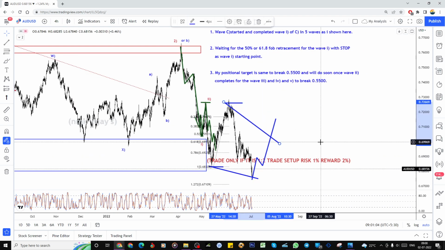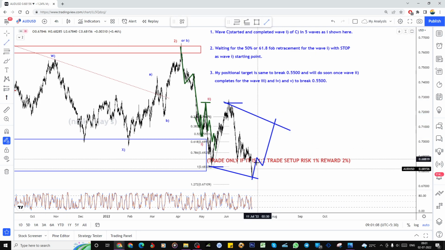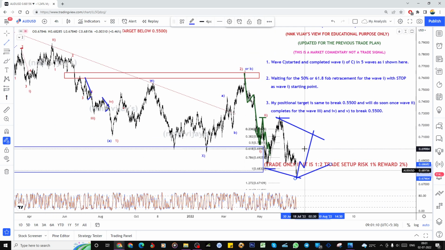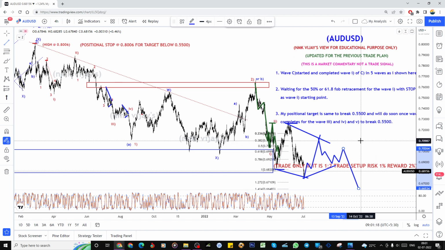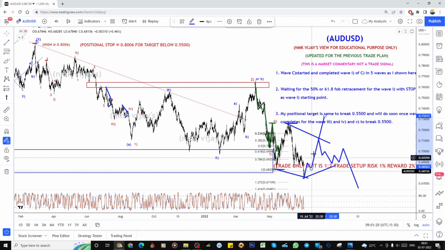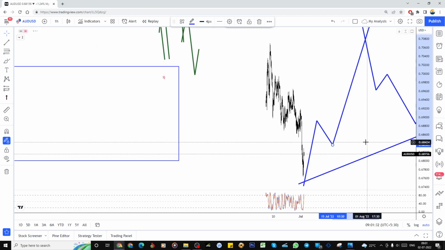Either this could change like this also, or this could be a triangle later onwards. It's already doing a lot of things here, and it can be like this also. So we have to look for this pattern. Either this could be a running flat or running triangle. So I'm not looking for that expanded flat like this. Let's wait for this, and I already informed that right here.